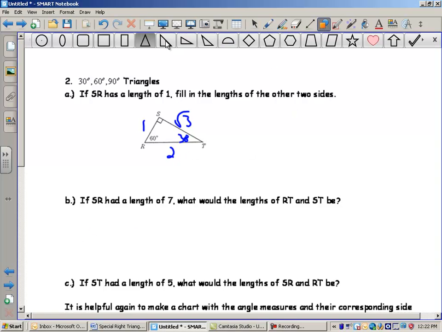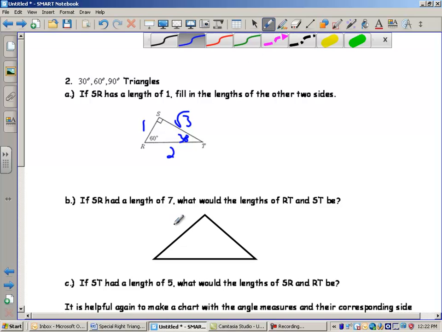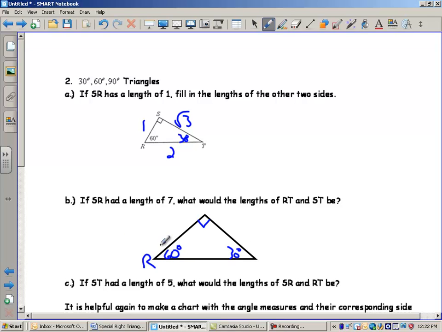Alright, so let's answer this next question. This is not going to look exactly like that one, I apologize, but we're going to say this is not drawn to scale. So there's our 60 degree angle, there's our 90 degree angle and 30 degree angle, R, S, T. If SR had a length of 7, what would the other two lengths be?